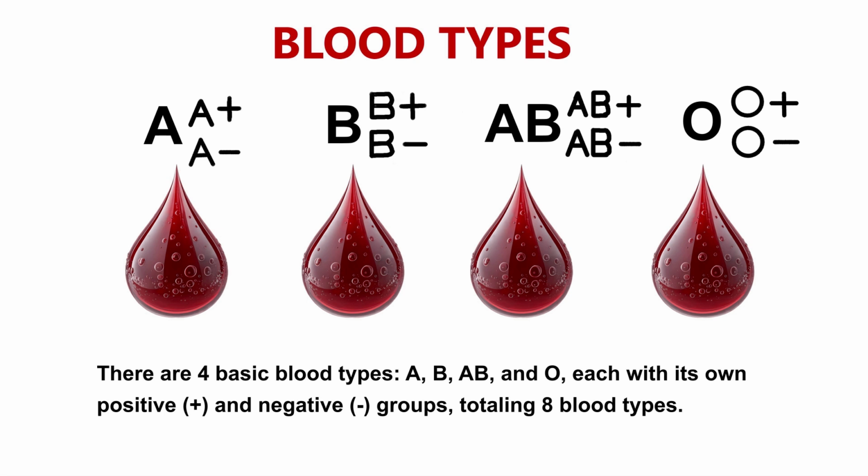There are a total of 8 blood types, named A, B, AB, and O, each containing positive and negative forms. These are A positive, A negative, B positive, B negative, AB positive, AB negative, O positive, and O negative.